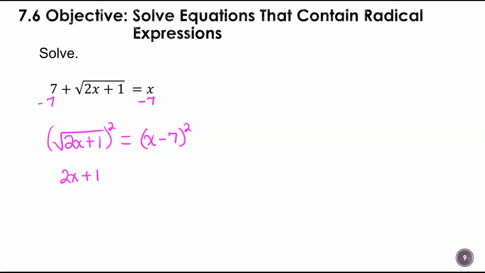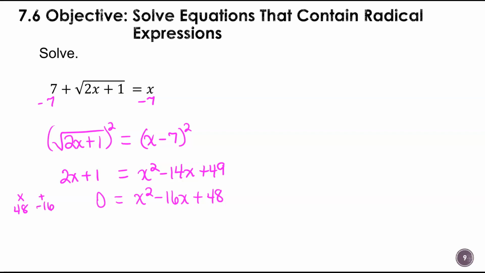This doesn't work out correctly if you forget that and you don't end up with 3 terms here. So this will be x squared minus 14x plus 49. And then we're going to subtract to get our trinomial on one side by itself. So subtract the 2x and the 1. So that's x squared minus 16x plus 48. And then we will factor, factors of 48 that have a sum of negative 16. So that would be negative 4 times negative 12.